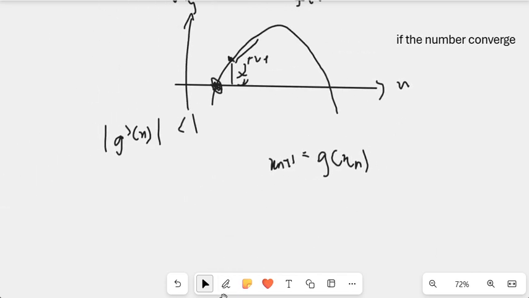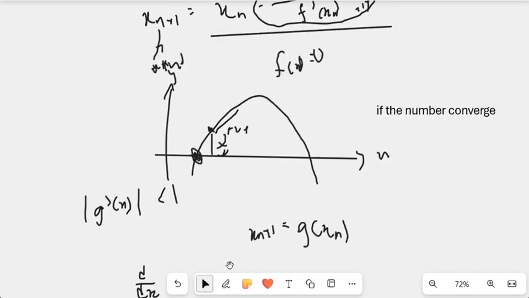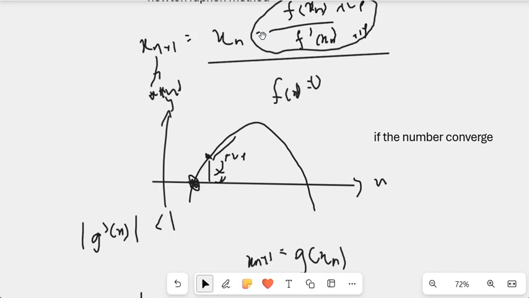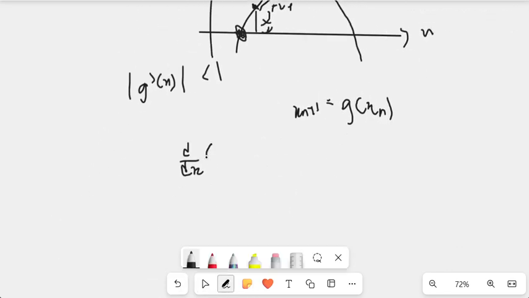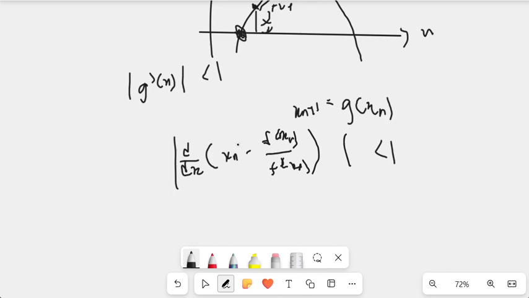So if you take the derivative with respect to x of this part, which is x of n minus f of x of n over f prime of x of n. Sorry, this should be minus. And then you take the absolute value, it should be less than 1. And you can try to do this.